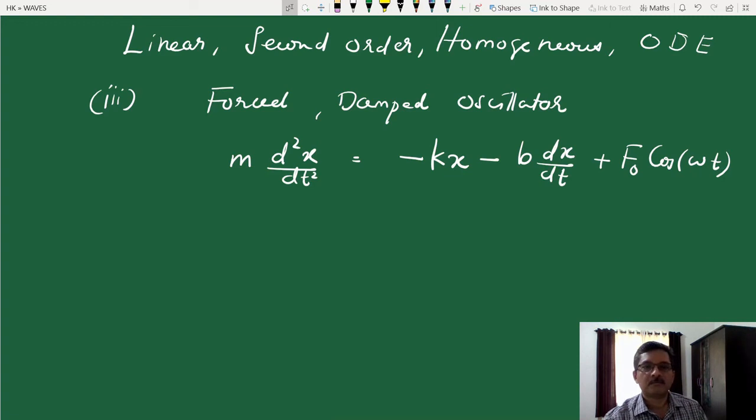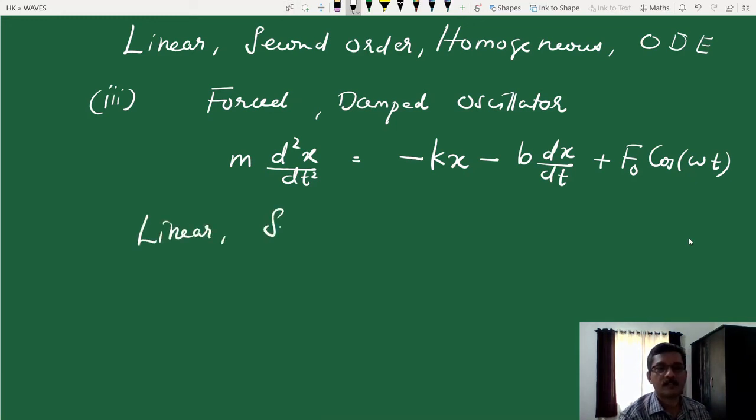Now, how do we explain this? What are the attributes? So, in every term, look at the power of the unknown function or its derivative: d square x by dt square, power is 1, x power is 1, dx by dt power is 1. In the last term, there is no unknown function, so let's not worry about its power now. Wherever the unknown function or its derivative is present, power is 1. So, this is a linear equation again. This is linear. The highest derivative of the unknown function is 2, so it's second order.